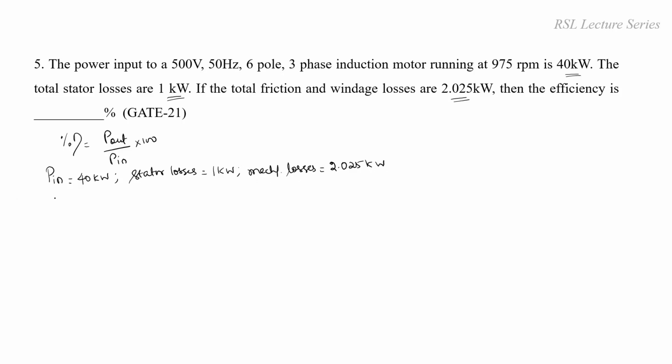The number of poles, the supply frequency F, and the rated voltage of the motor are also given. Now we have to find the output power. If you take the induction motor, we give a three-phase AC supply to the stator. Here the input power is given to the stator, and this power has to supply the stator losses. The stator losses include both stator core loss and stator copper loss.